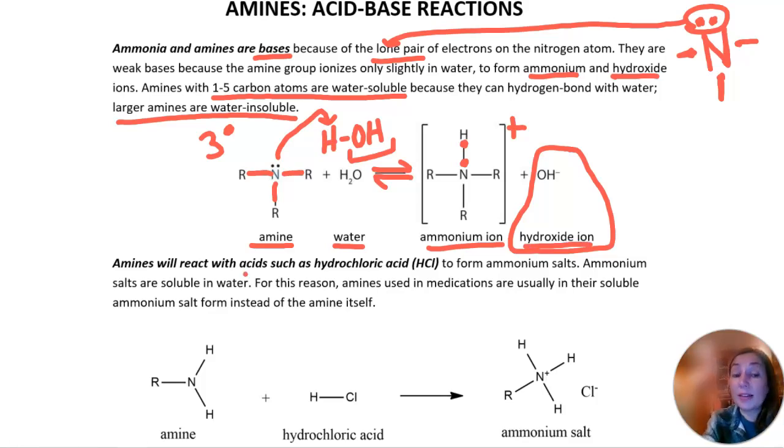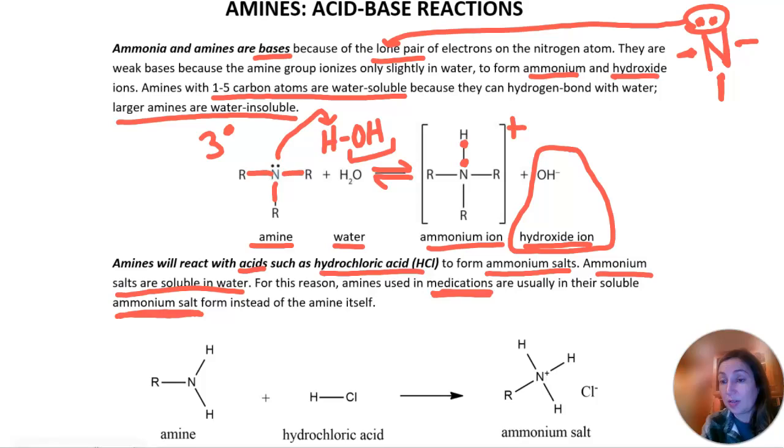Amines will react with acids, such as hydrochloric acid, to form ammonium salts. Ammonium salts are soluble in water, so these are totally soluble in water. For this reason, amines used in medications are usually in their soluble ammonium salt form. These ammonium salt forms are really important for medications because it's not usually the amine itself.